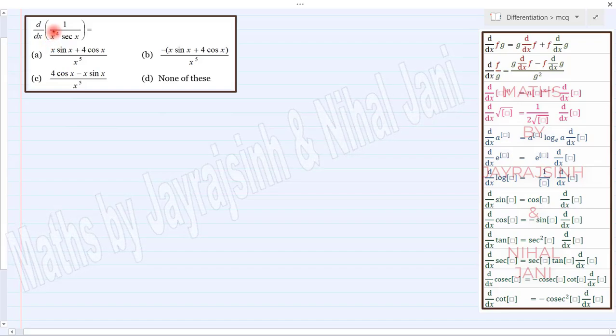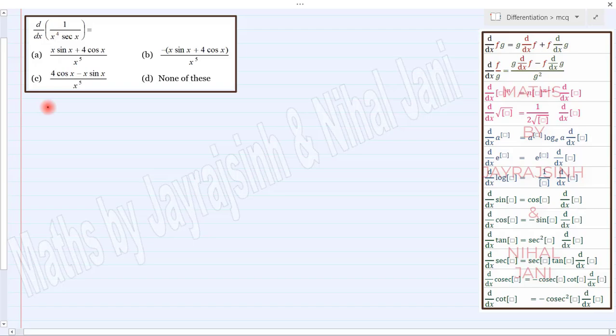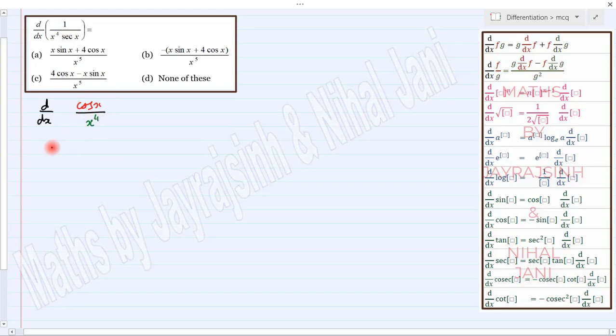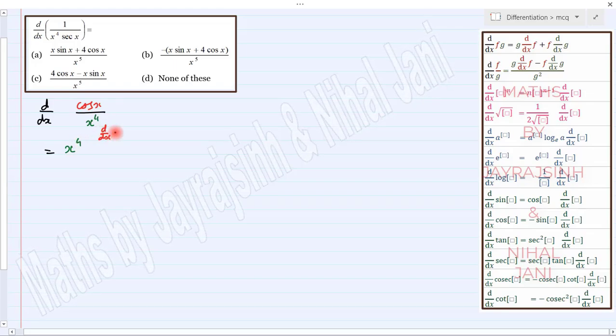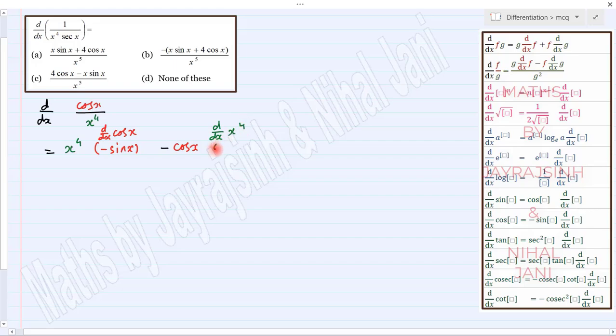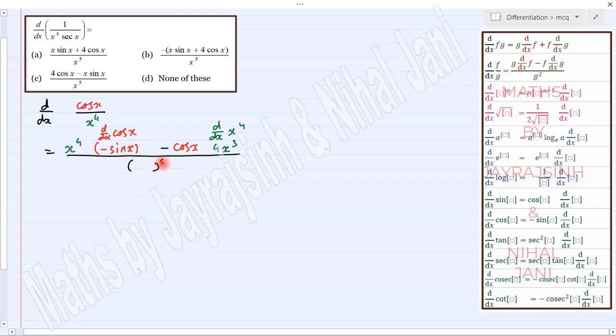Here we have to differentiate 1 upon x raised to 4 into sec x, which can be rewritten as cos x upon x raised to 4. So here we have to apply the division rule. Denominator will be as it is. We have to differentiate your numerator, which is cos x. So it will be minus sin x. Minus your cos x will be as it is. We will differentiate our denominator, which is x raised to 4. So it will be 4x cubed. And don't forget the whole square of your denominator, which is x raised to 4.